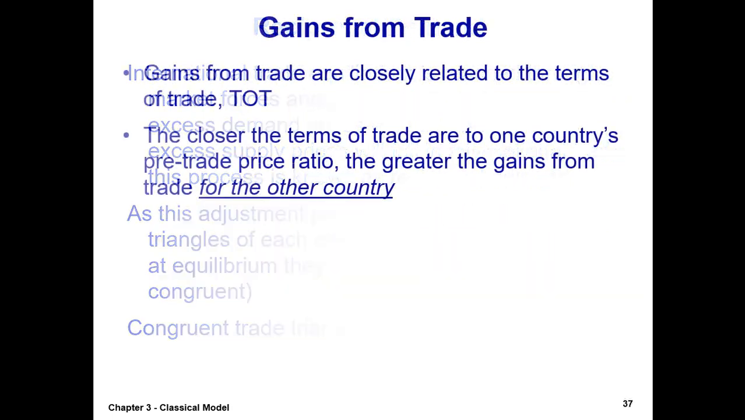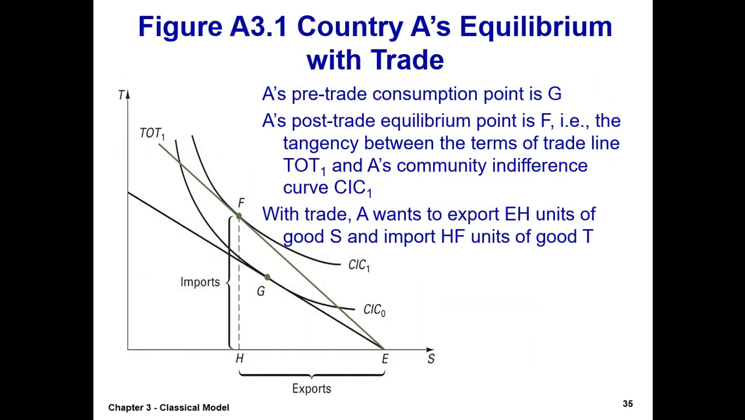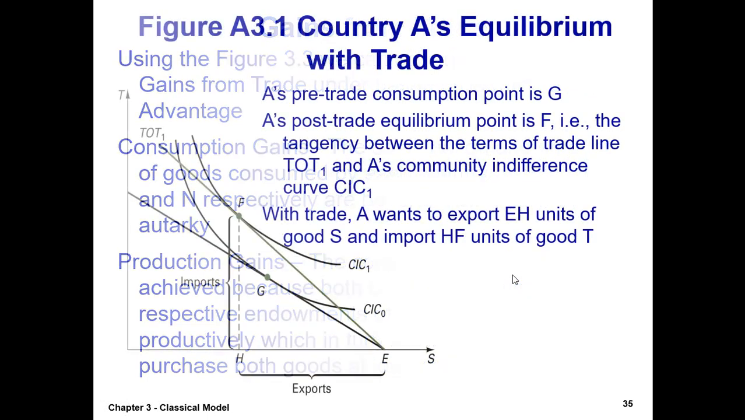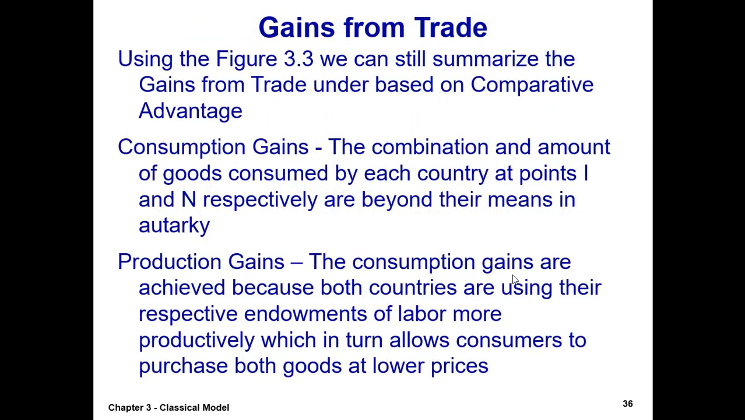The chief description here about gains from trade is going to be that they consume above the production possibility frontier, meaning that they can consume a combination they can't produce on their own. They must participate in international trade to be able to consume above the production possibility frontier.